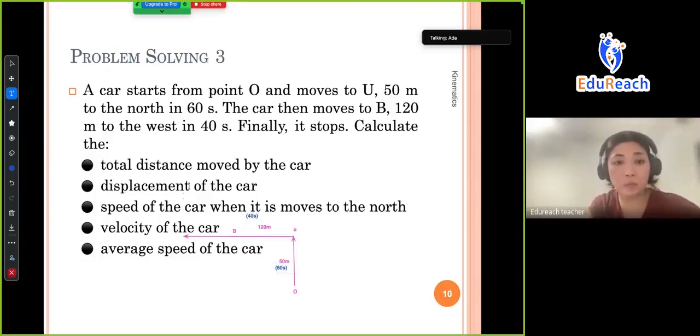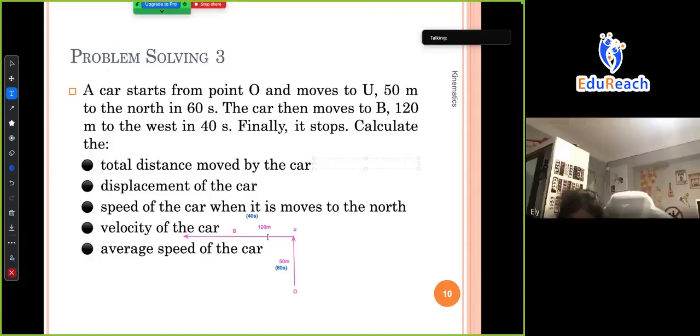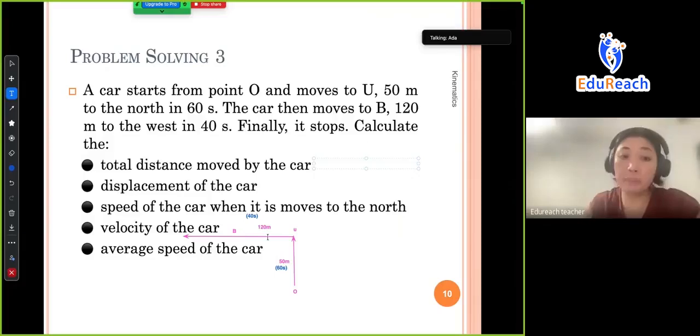Finally, it stops. Calculate the total distance moved by the car. Total distance is super easy. Again, it's just the sum of all the lengths, which in this case, 50 plus 120, which is equal to 170. 170 meters. So that is the total distance traveled by the car.